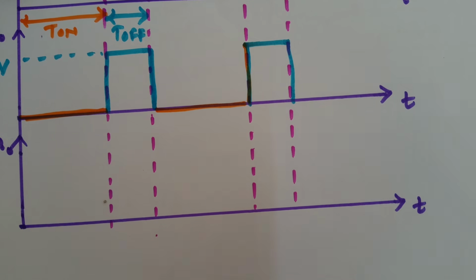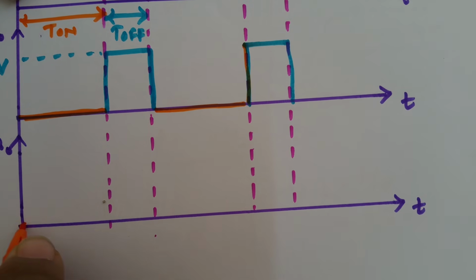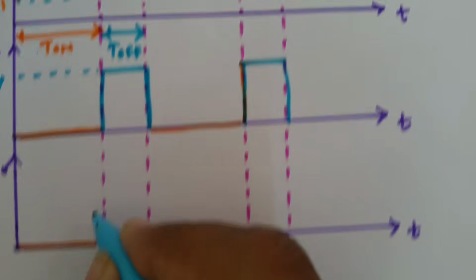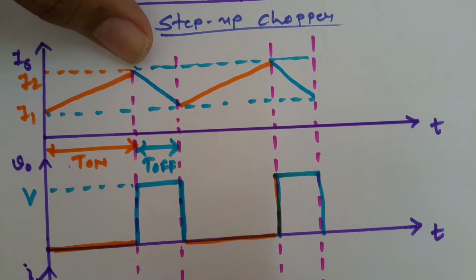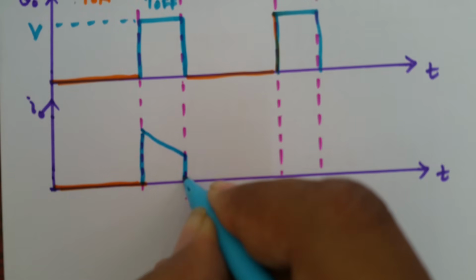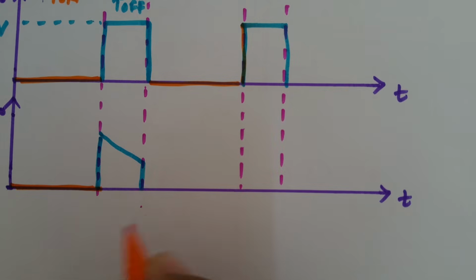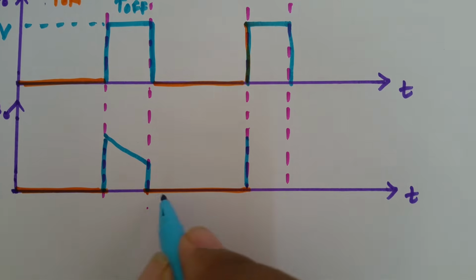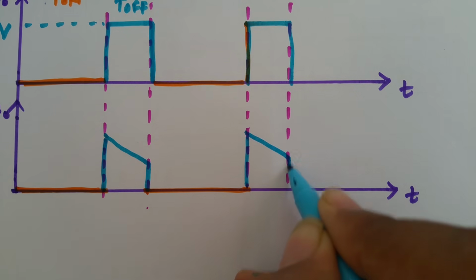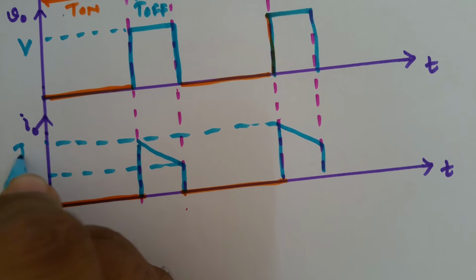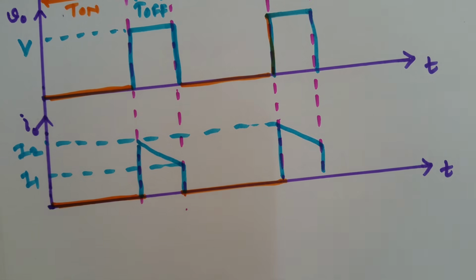So when this switch is on, at that time output current is 0, and when this switch is off, output current is similar to inductor current Is. So that is what is getting repeated. During when it is off, it is this, and when it is on, at that time it is 0, and when it is off, at that time this. So this is I2 and this is I1.